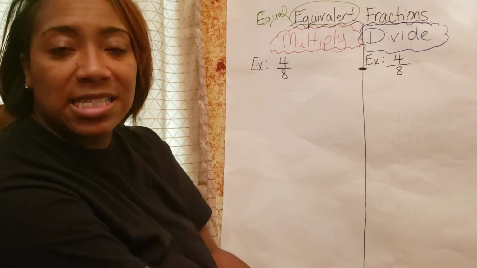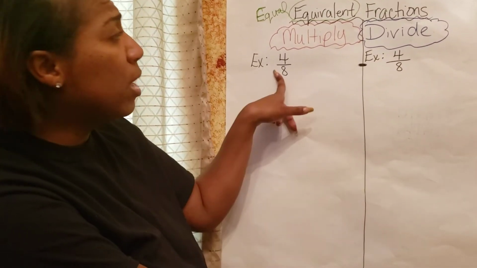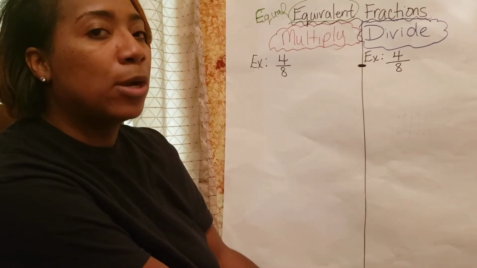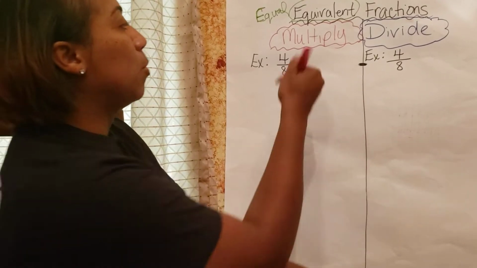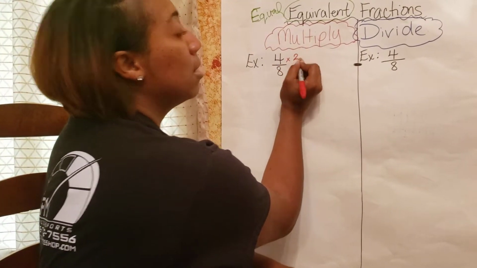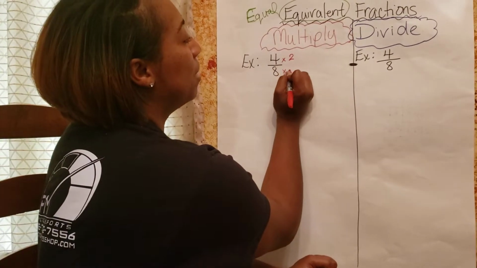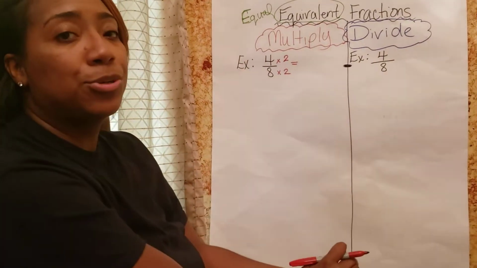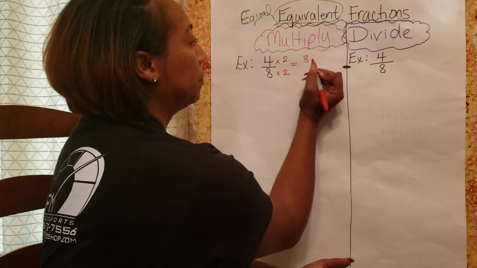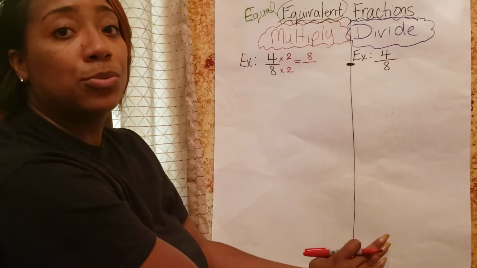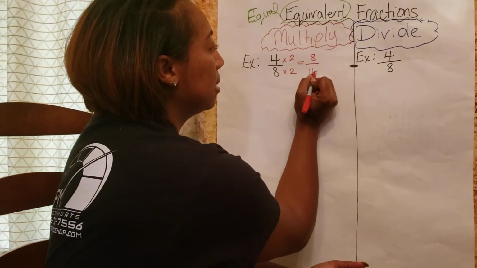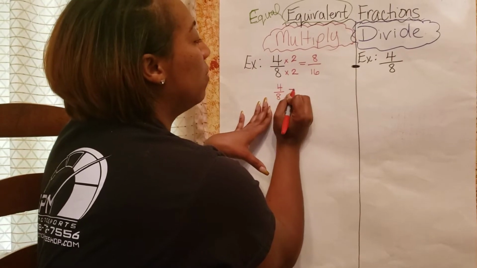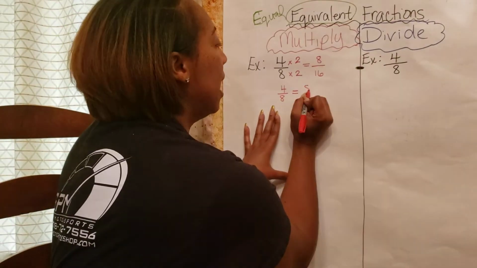So I've already written our example fraction on the board here. We have 4/8. So we're going to use the number 2 today to multiply equivalent fractions. And what I'm going to do is multiply my numerator as well as my denominator by 2, okay? So 4 times 2 equals 8. And 8 times 2 equals 16. So that means 4/8 is equivalent or equal to 8/16.